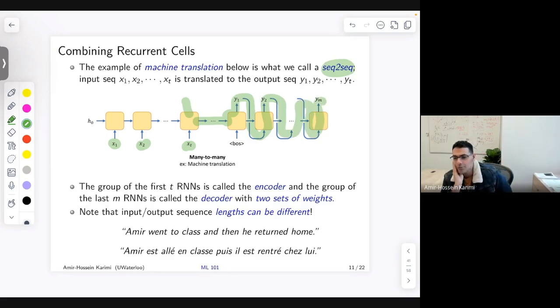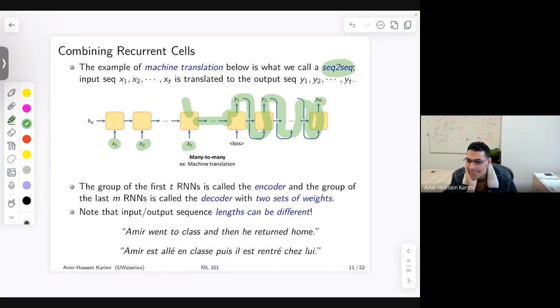What is a problem that's useful here? This is machine translation, right? I'm going to read a sentence in one language in full. I'm not saying anything yet. And then I'm going to generate the target sentence word by word. Amir went to class and then he returned home. I can't pronounce it. Someone who has better French pronunciation can say it. I'm not even going to try.